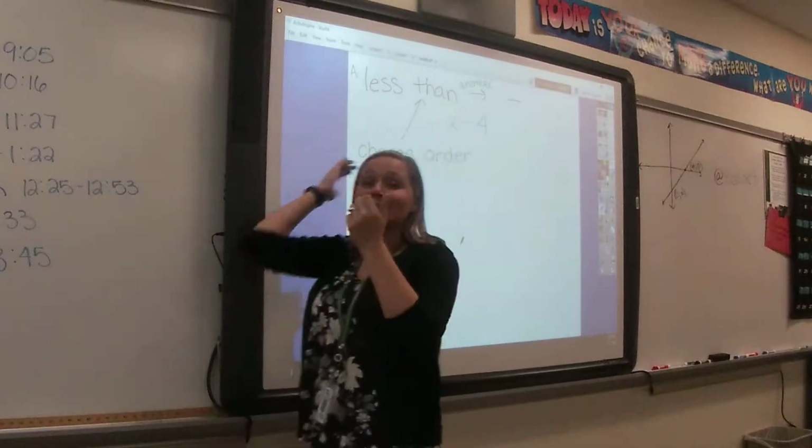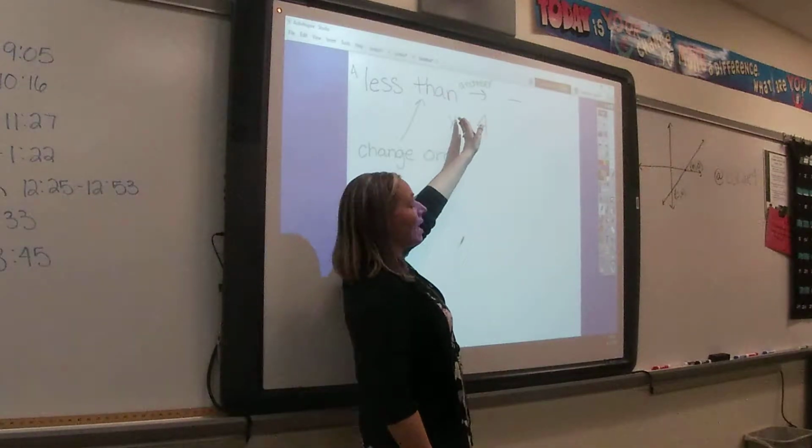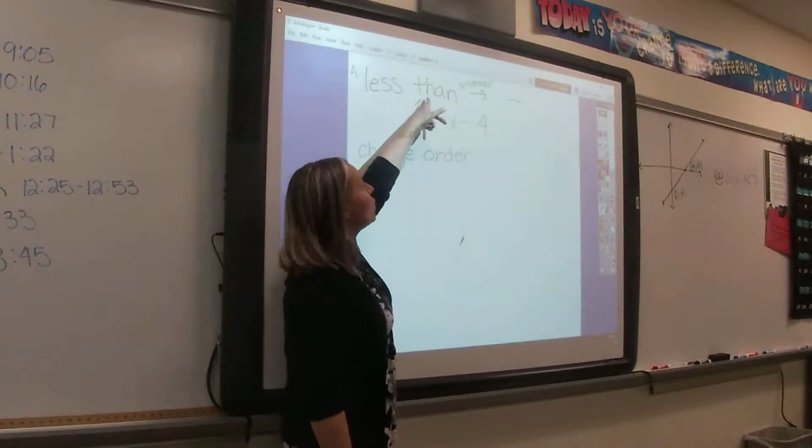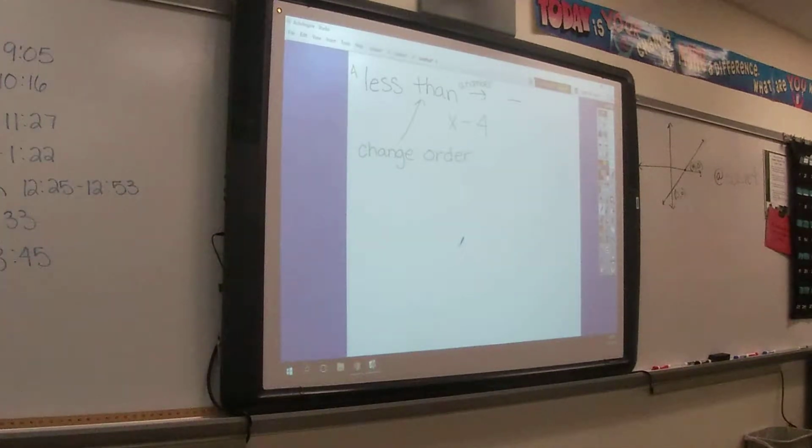The word than tells us to change the order. Now, it feels natural at this point that if I say 4 less than a number, it feels natural for my students to write down x minus 4. But the reason why is that the word than tells us to change the order. It just so happens that with addition, the order doesn't matter. So if you forget to change the order there, you're kind of in luck. But you really should be changing the order for the word than.